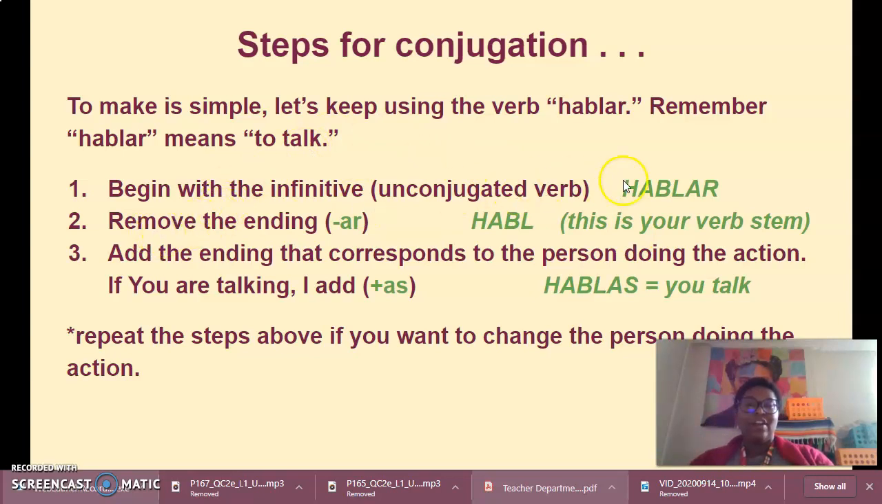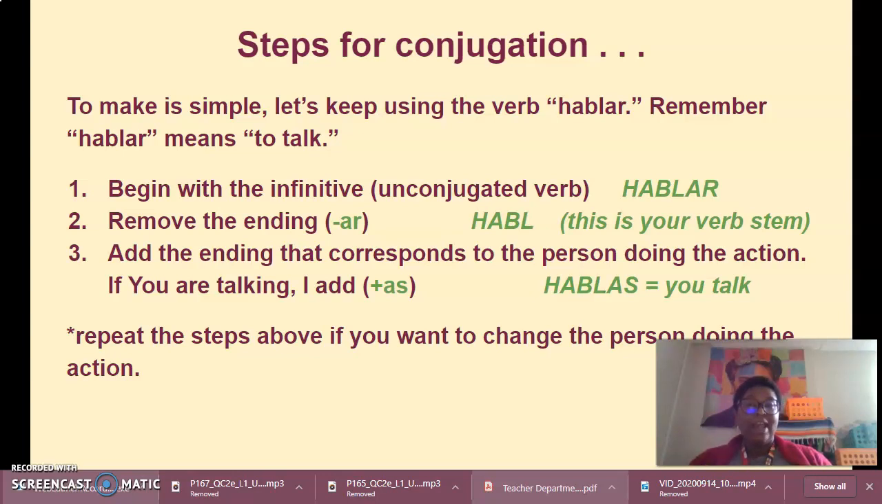Now, after you've started with the infinitive, hablar, you've gotten rid of the ending, and you have your stem. Now you're going to add the ending that corresponds to the person you want to say is doing the action. For example, like on the previous page, we did the example of you talk. So in this case, we would add AS to our verb stem, which leaves us with hablas, which means you talk. You'll repeat these same steps for any other person who might be doing the action. All right, hopefully that made sense. Again, don't forget, you can rewind, stop, etc. if you need more time.